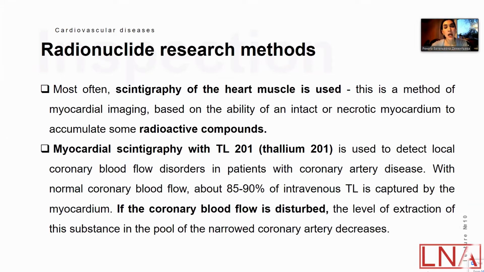Myocardial scintigraphy with thallium-201 is used to detect local coronary blood flow disorders in patients with coronary artery disease. With normal coronary blood flow, about 85 to 90% of the thallium is captured by the myocardium. If the coronary blood flow is disturbed, the level of extraction of the substance in the pool of the affected coronary artery decreases.